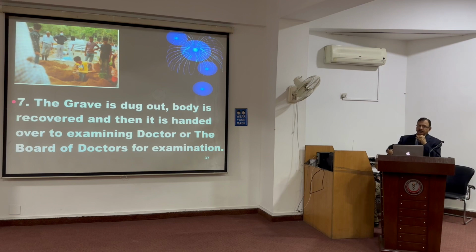And all the documentation is done in writing. At what time the team reached there, at which time the digging started, and at which time the body was exhumed out, and at what time the body was handed over. So all documentation regarding time is noted down. And they hand over the body to the doctor if it is a first examination, and a team or board of doctors if it is a re-examination or second examination.